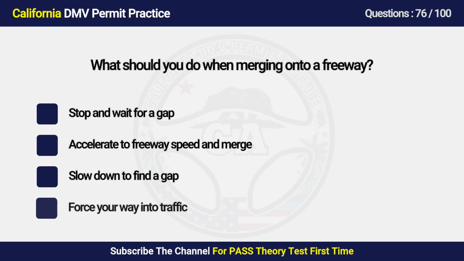Question 76. What should you do when merging onto a freeway? A. Stop and wait for a gap. B. Accelerate to freeway speed and merge. C. Slow down to find a gap. D. Force your way into traffic.